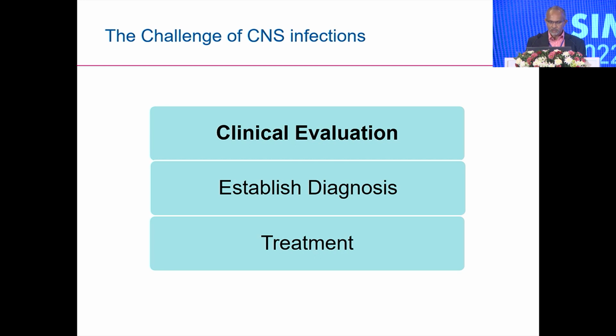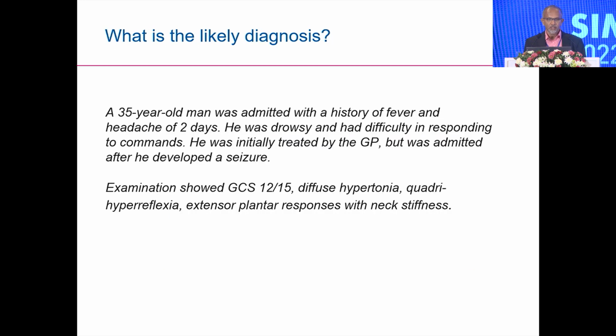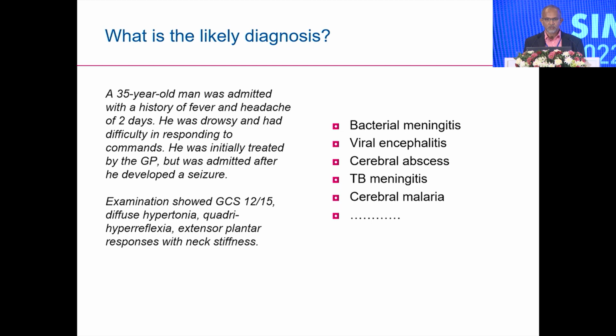Let's start with the clinical evaluation. Go back to our patient: a young man with fever, headache, seizures, neck stiffness and some bilateral pyramidal signs. Can it be bacterial meningitis? Can it be a viral encephalitis? Same question that I'm asking again.